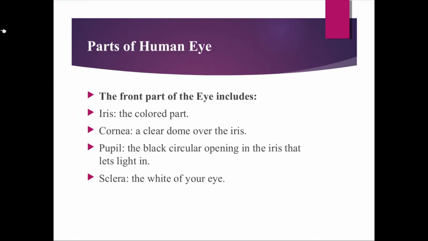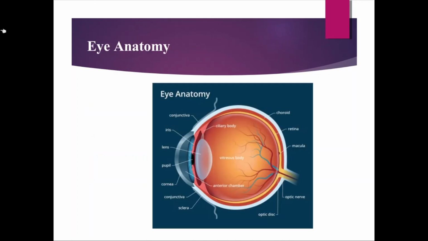The parts of the human eye. The front part of the eye includes the iris, the colored part; the cornea, a clear dome over the iris; the pupil, the black circular opening in the iris that lets light in; and the sclera, the white of your eye. This is the eye anatomy.